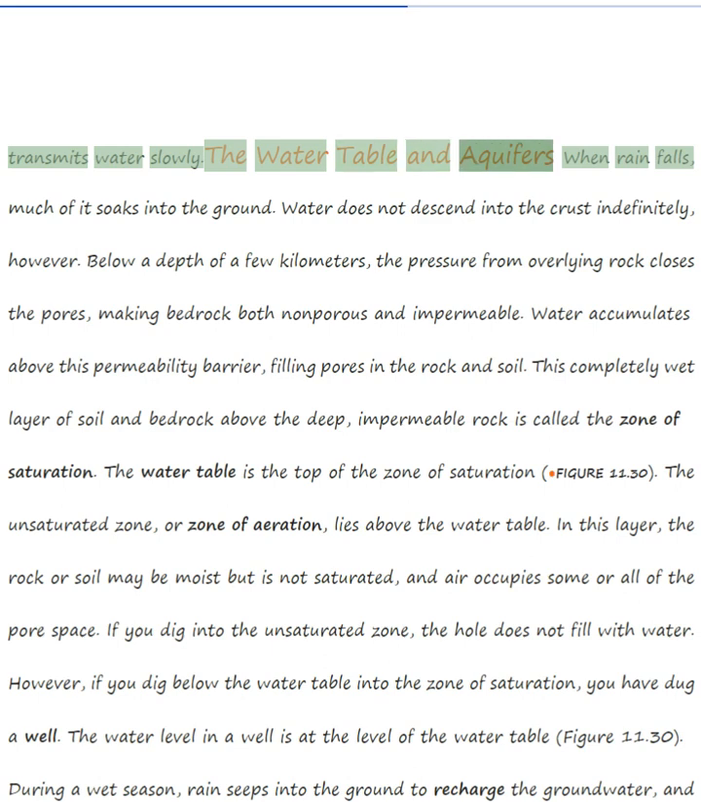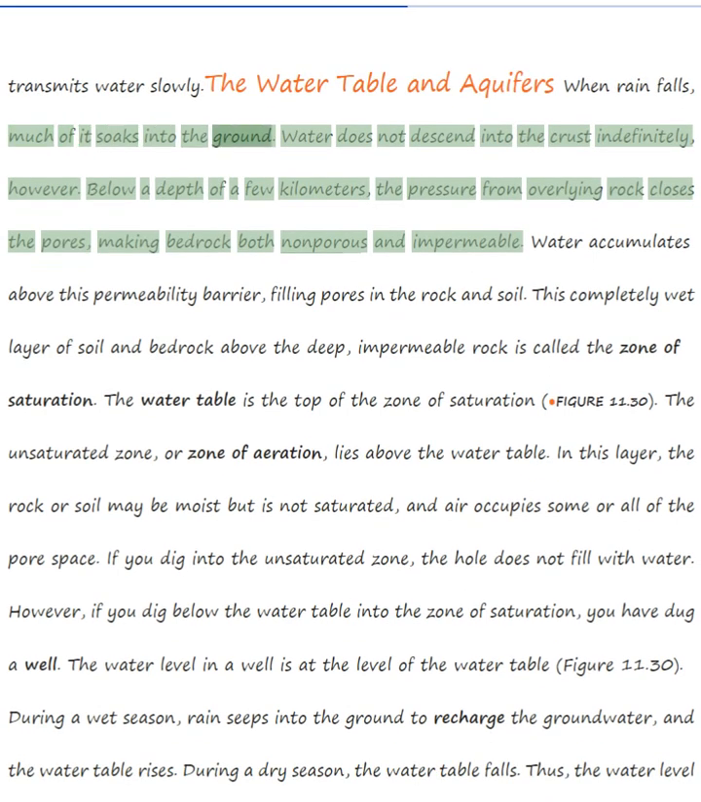The water table and aquifers. When rain falls, much of it soaks into the ground. Water does not descend into the crust indefinitely, however. Below a depth of a few kilometers, the pressure from overlying rock closes the pores, making bedrock both non-porous and impermeable.